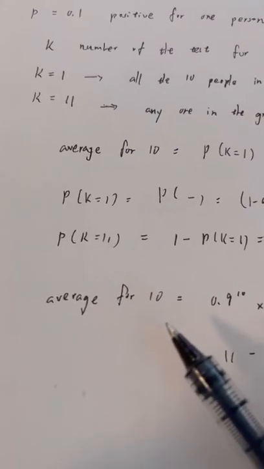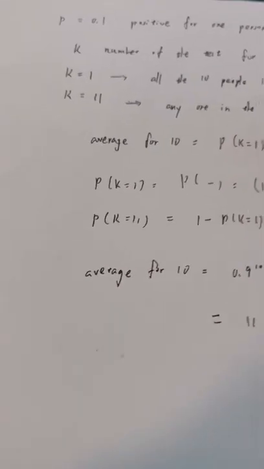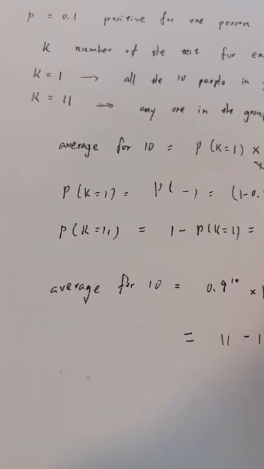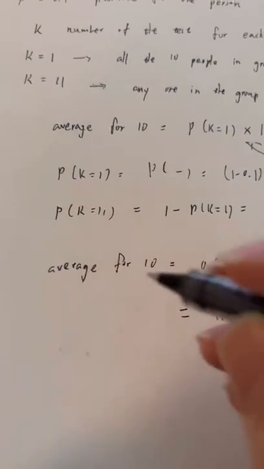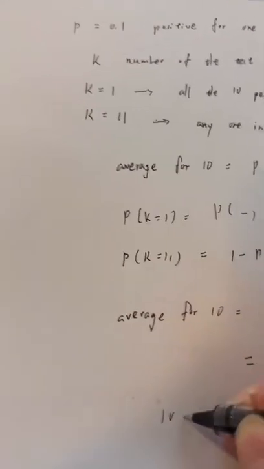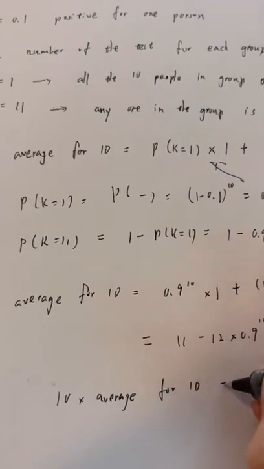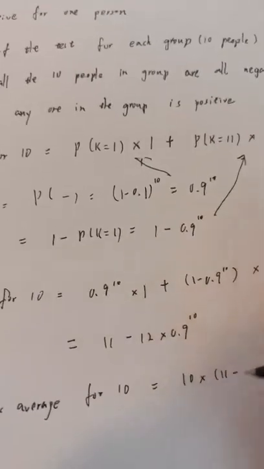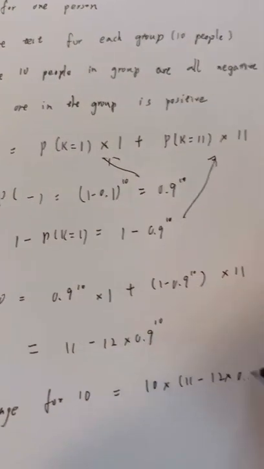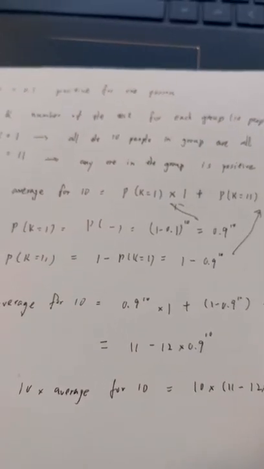So this is the average number of tests for 10 people, but we do have 100 people in 10 groups. So for the final result for the average number of tests by the second method, we have to multiply this average for 10 people by 10. So the final result will be 10 times (11 minus 10 times 0.9 to the power of 10). Okay, so this is the final result of this problem. So that's all for question 5. Thank you.